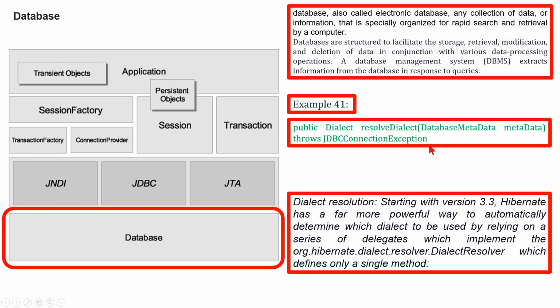Now we are considering dialect resolution. Starting with version 3.3, Hibernate has a far more powerful way to automatically determine which dialect to use by relying on a series of delegates which implement the org.hibernate.dialect.resolver.DialectResolver, which defines only a single method.